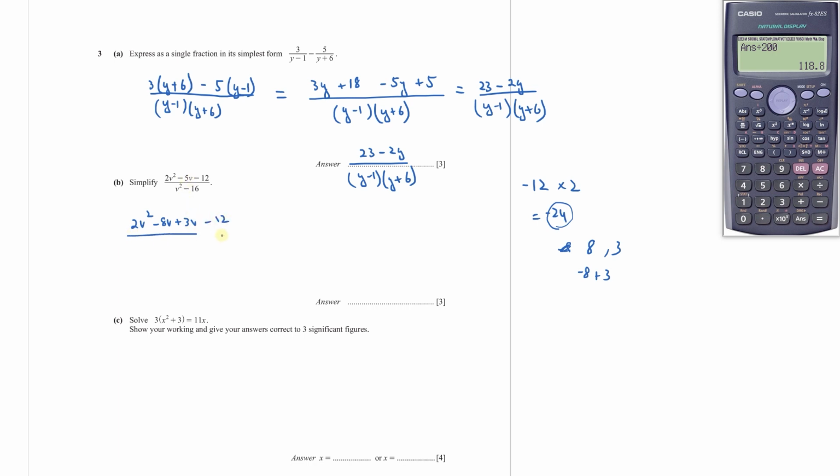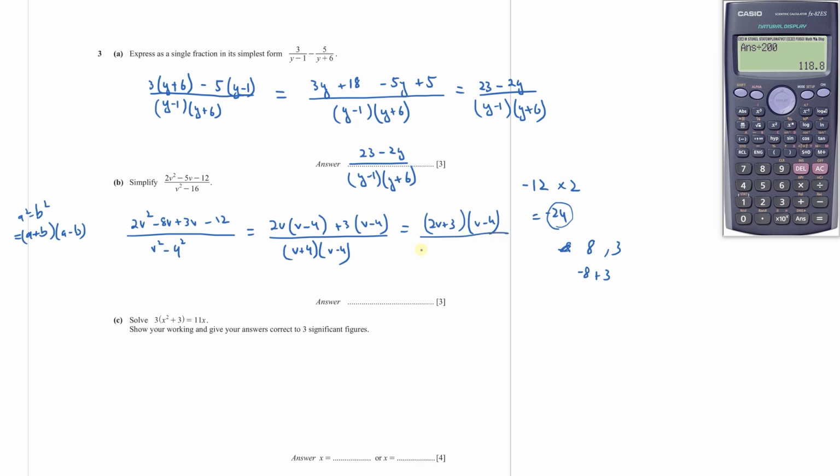And then minus 12. And then v square minus 16 can be written as v square minus 4 square, because 16 is 4 square. In the numerator, I can take 2v common. This will give me v minus 4, and plus 3 common, this will give me v minus 4 as well. And I can use the formula a square minus b square equals a plus b into a minus b in the denominator. So this will give me v plus 4 into v minus 4. And then v minus 4 I can take common in the numerator, so 2v plus 3 times v minus 4, and then divide by v plus 4 into v minus 4.